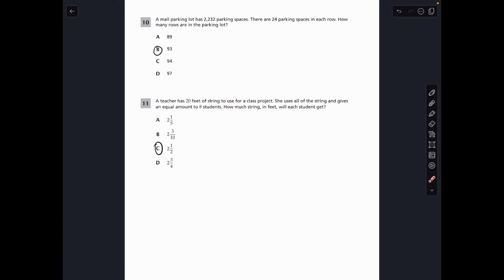Here are the answers for 10 and 11, B and C. So check with your work. If you got them, keep moving to the next section.